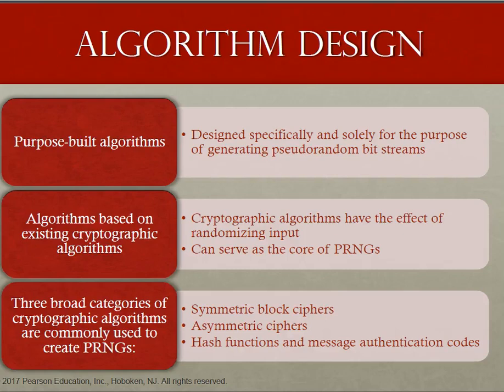regular pattern in it, it would aid in the process of cryptanalysis. Of course, those cryptographic algorithms can serve as the core of the PRNGs. So the three broad categories of cryptographic algorithms commonly used to create PRNGs are: one, symmetric block ciphers; two, asymmetric ciphers; and the third one, hash functions and message authentication codes. So any of these approaches can yield a cryptographically strong PRNG.